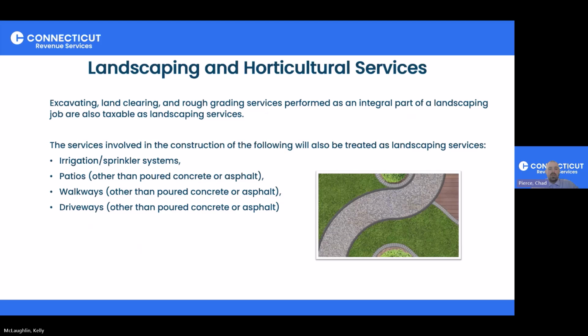And then some other ones listed below are patios, walkways, and driveways, other than poured concrete and asphalt. One thing to note is if you were putting down decorative stones or pavers that may have been made out of poured concrete or asphalt, that is still going to be deemed landscaping, which would be taxable.